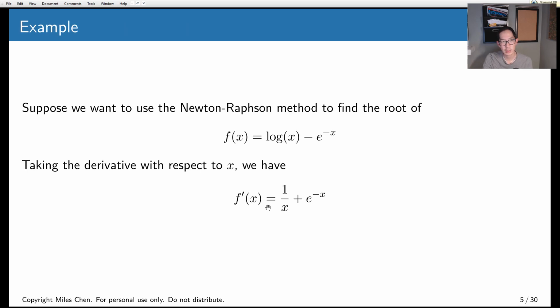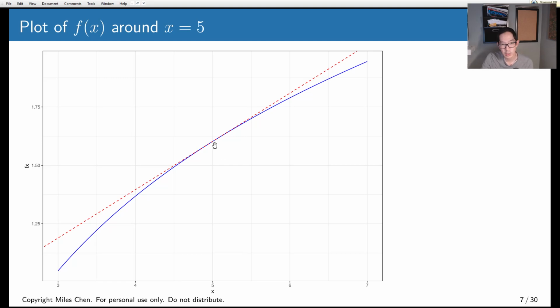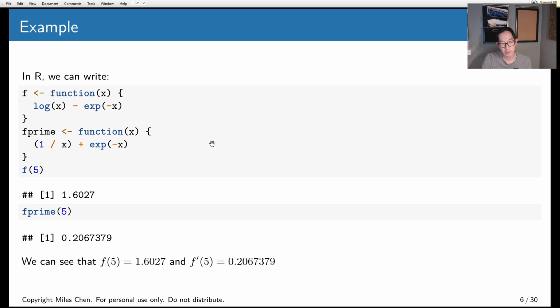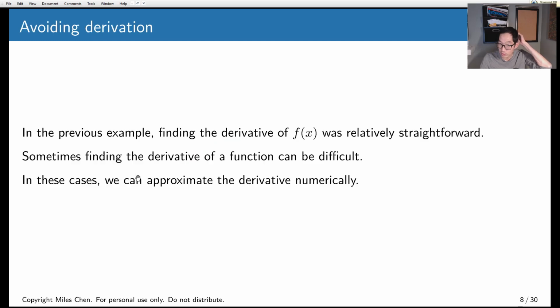the derivative. So, if we wanted to use the Newton-Raphson method for this function, log of x minus e to the negative x, we take the derivative, 1 over x plus e to the negative x. And that was simple and straightforward, and that worked out just fine. We could plug in at the value 5: the value of the function at 5 is 1.6027, and the value of the derivative at 5 is 0.2067. Here's the plot, with the value of the function 1.6027 and the derivative 0.207.